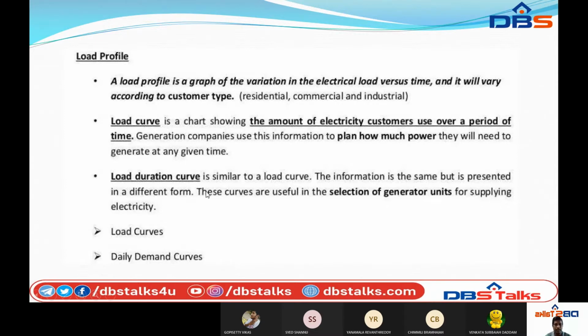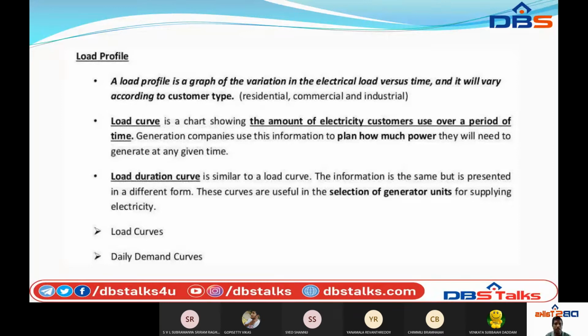Load duration curve. The first one is the load curve, and the second is the load duration curve. It is similar to the load curve and is the second important factor in power plant economics. What is the difference between the load curve and the load duration curve?